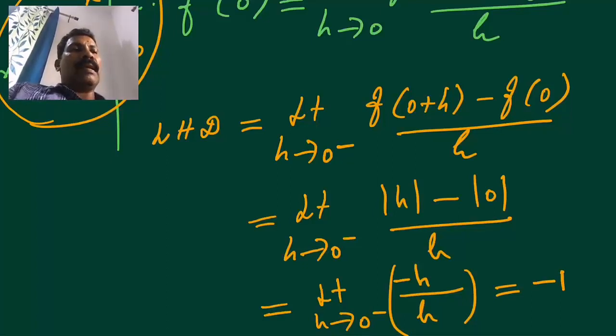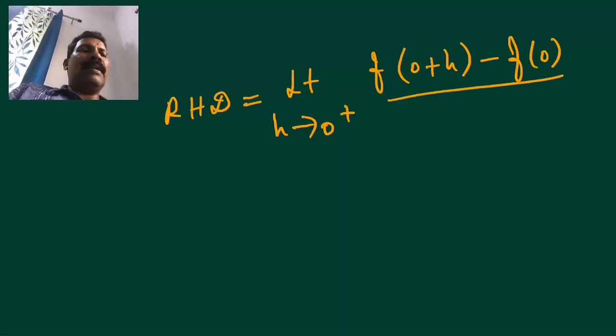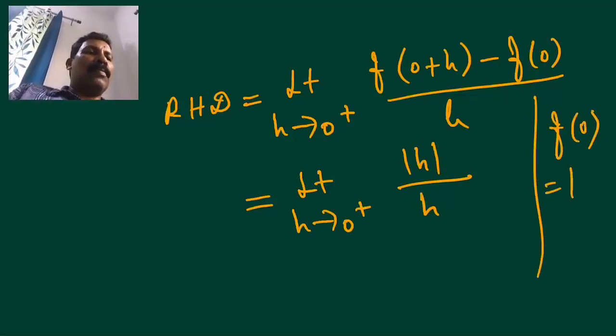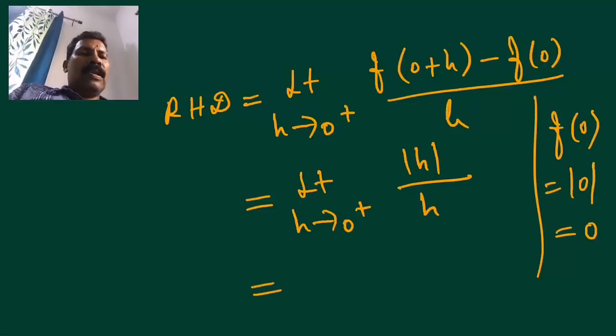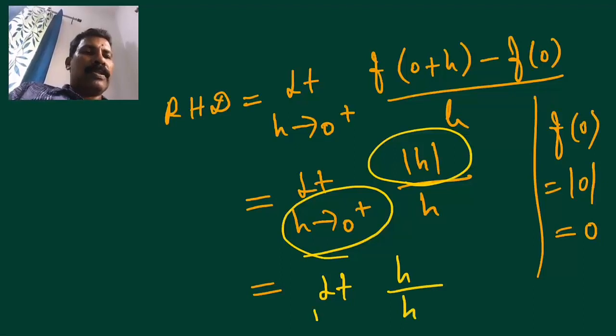And when we consider the right hand limit, that is the right hand derivative, that is the limit as h tends to 0 plus of f of 0 plus h minus f of 0 divided by h, that is equal to the limit as h tends to 0 plus of modulus h by h. You know, f of 0 is nothing but mod 0, which is 0 only. Here you can see that h is becoming positive. h tends to 0 plus means h is positive. Therefore modulus h will be h only. So the limit of h by h as h tends to 0 plus is equal to 1.